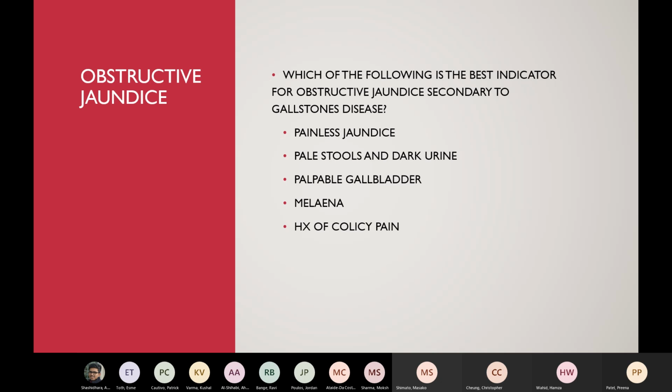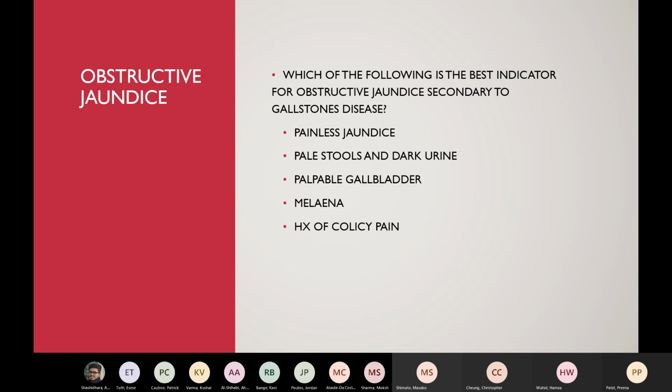Pale stools and dark urine, you're all right, is a sign of obstructive jaundice, and gallstone disease can cause that. But it's really rare that you get completely pale stools. You often get dark urine, but you never get 100% pale stools. That's why it's a right answer, but it's not the best answer.